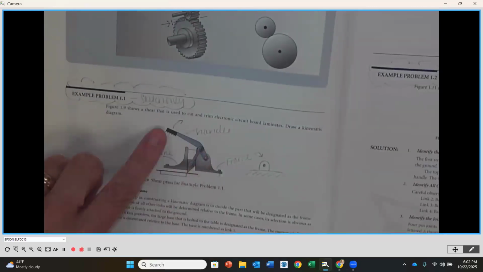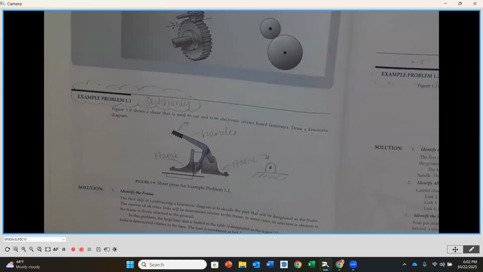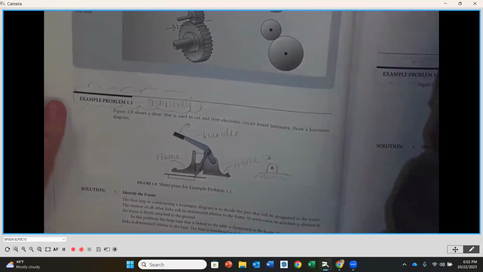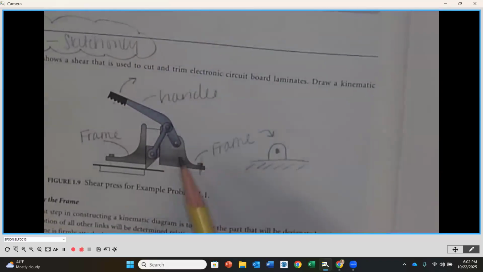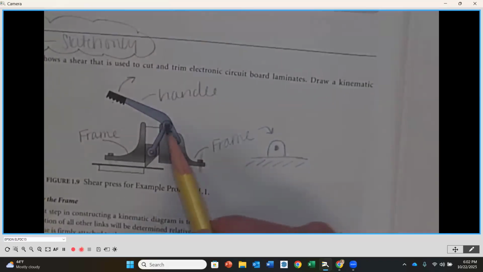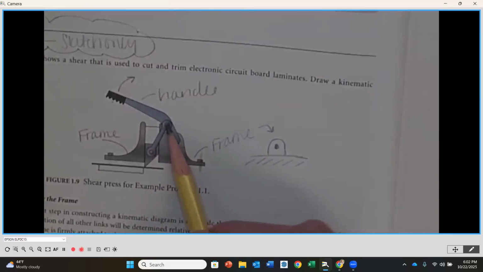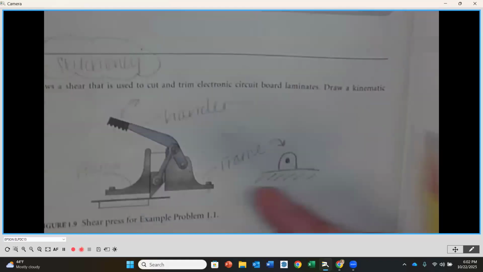Probably could have drawn it at a little bit more of an angle, but that's okay. So what I have for my handle then, I have represented where it connects to the frame. And then I also have the pin connection to the connecting rod. And then this is kind of like the end of the handle.